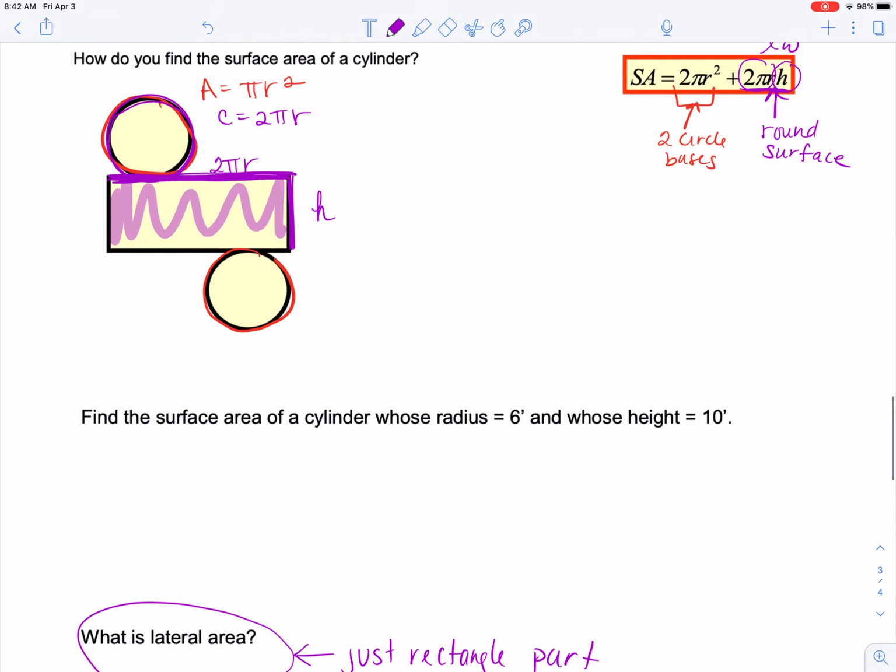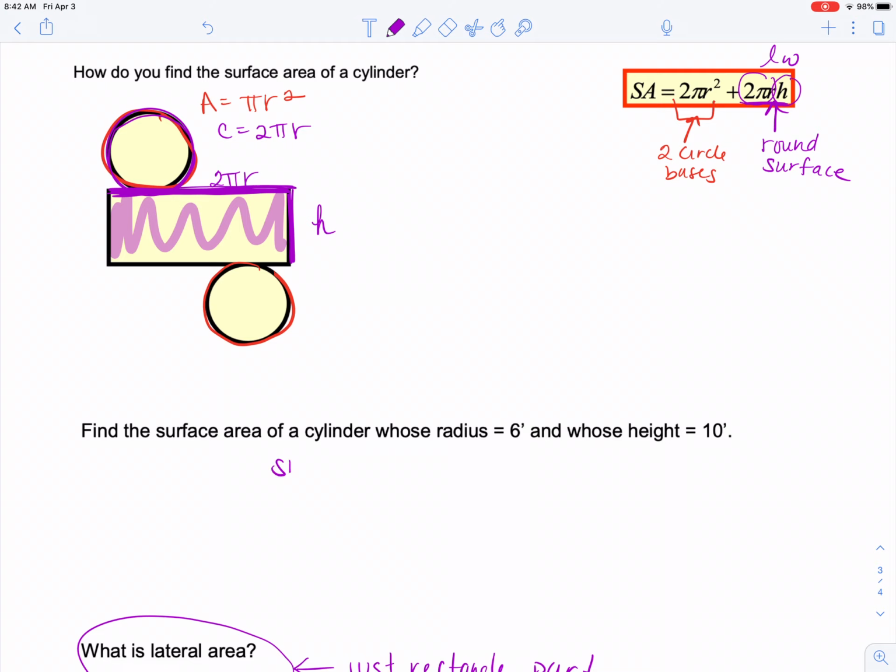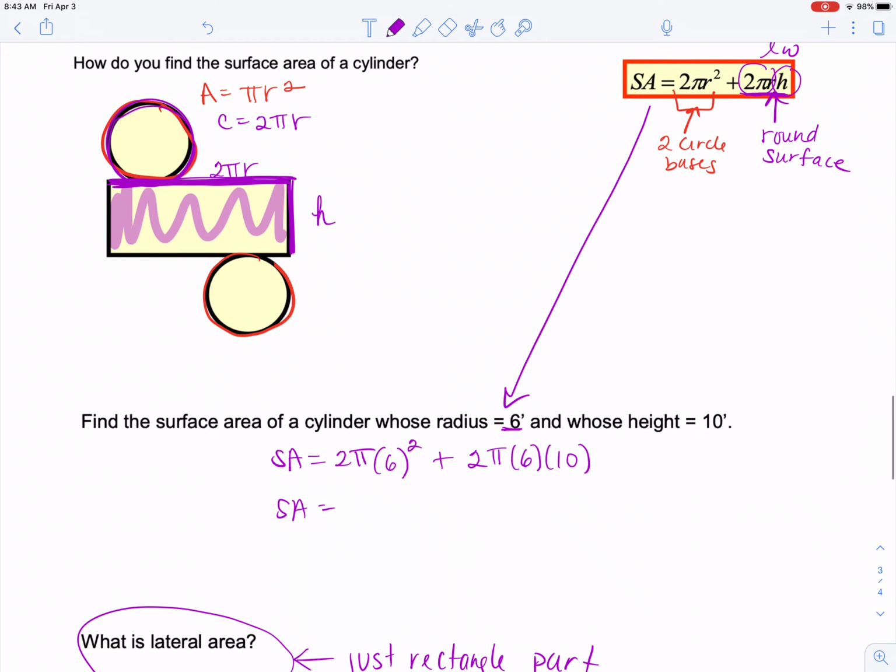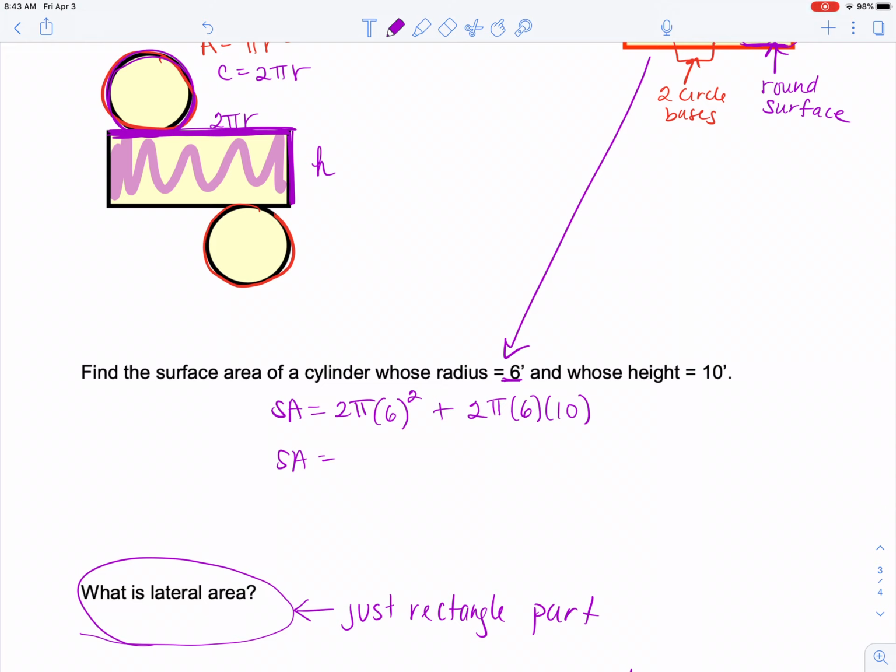Okay, so let's use the surface area formula. 2 pi, the radius, they give us a 6. Of course, if they gave us the diameter, I would divide it by 2. And then 2 pi, radius again, height. So I just used the formula from right there and plugged in the radius and the height. If it asks you to round the answer, you could put it in the calculator here. It doesn't specify, so I'll keep it in terms of pi.